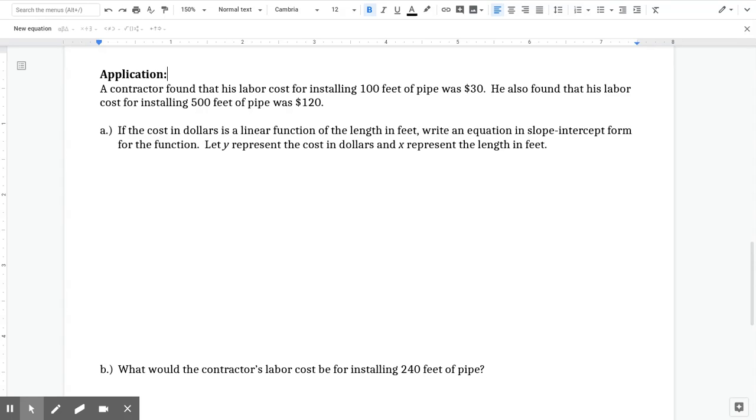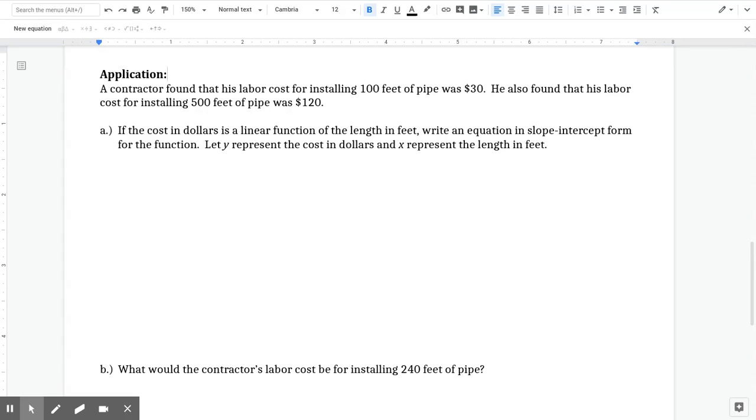What we should also see is there is a relationship here. When only 100 feet of pipe is installed, the cost is much lower than when 500 feet of pipe is installed, which makes sense. You do more work, you get paid more. Because of that, when more pipe is installed, more money is paid. We have a positive increasing relationship here. So in terms of a linear relationship, which is what is being described in part A, we're going to expect a positive slope.